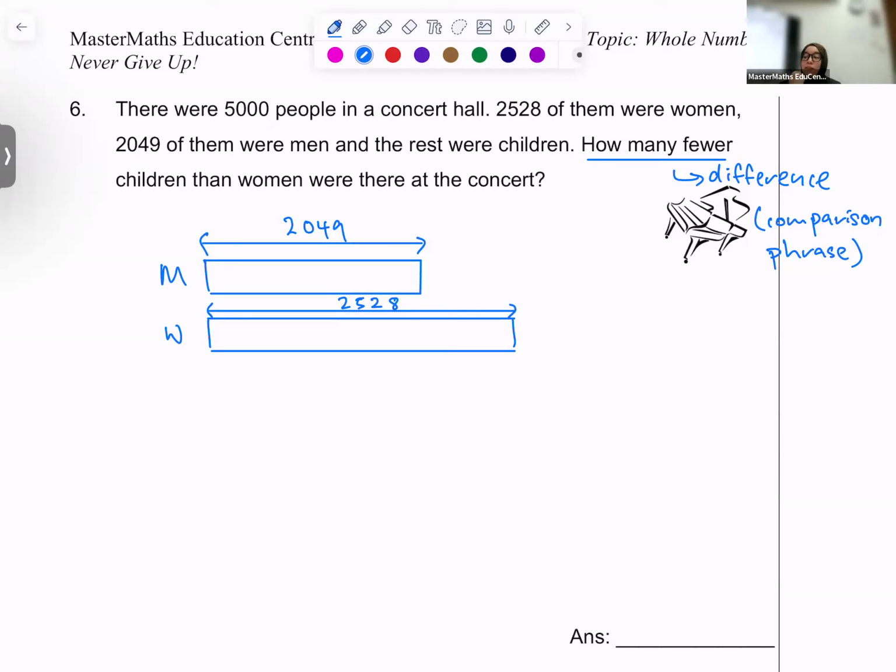Okay? All done? Now for children, can you guys guess? Should children be longer or shorter than women? Shorter. Very good. But how do we know it's shorter? Because the question says, how many fewer children than women? So that means children must be fewer or more than women? Fewer. Children must be fewer. So this should be shorter than women, and men as well.